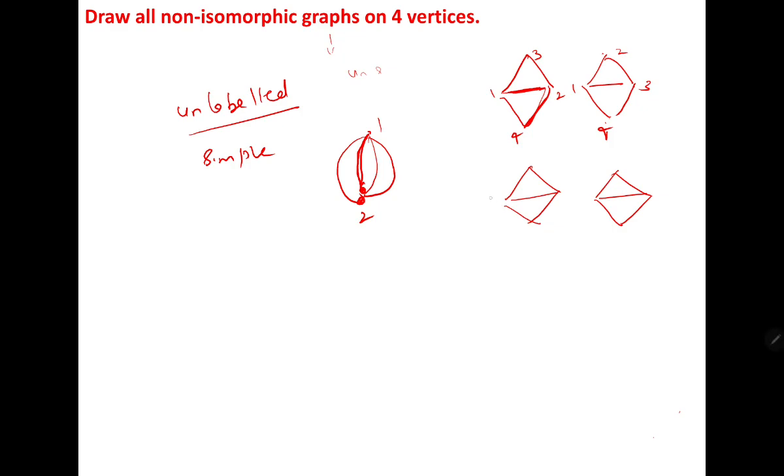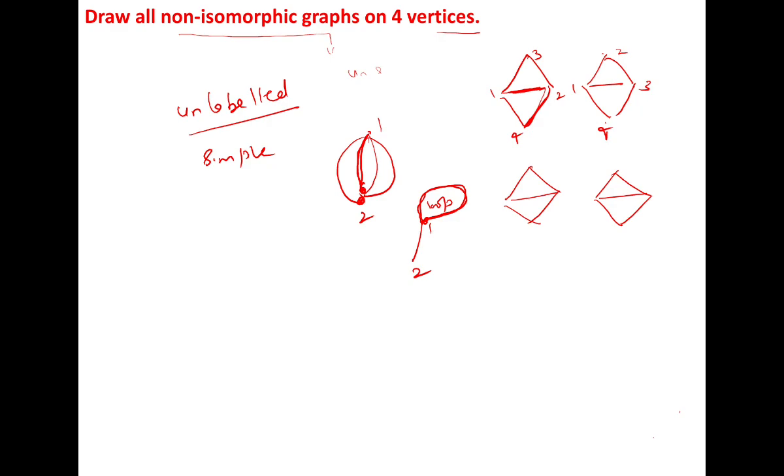What is a loop? Loop means there is a vertex and there is an edge starting and ending there. If I say this is 1, this is 2, and there is an edge, this is a loop. So multiple edges and loops I am not considering, and labeling I am not considering. Now I have to find the number of non-isomorphic graphs on 4 vertices.